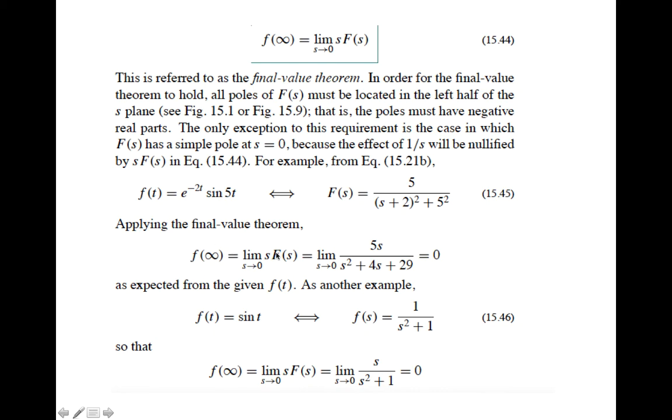To find its final value, I take the limit of s F of s as s goes to 0. You can see as soon as that s gets plugged into the numerator, the entire function is going to go to 0. Here's another one. F is sine of t. If I now take the limit of s F of s as s goes to 0, I also get 0. So basically the final value theorem can be very useful in determining if you've introduced any sort of steady state error or constant offset or something like that into your system.